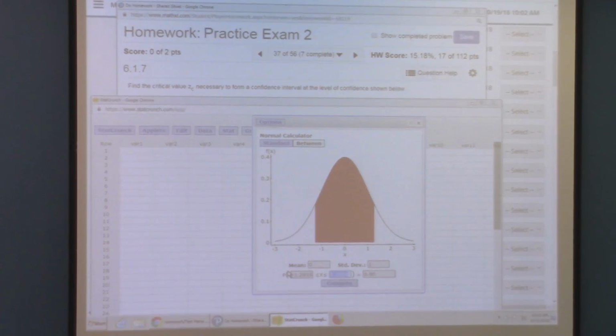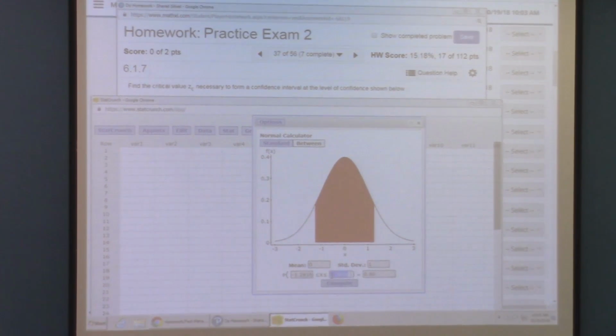When you go to the calculator, it's the stat calculator, normal. Yes, it's a normal distribution. It's a standard normal, but you can use any normal distribution with the stat calculator. For standard normal, you just need to put mean 0 and standard deviation 1.